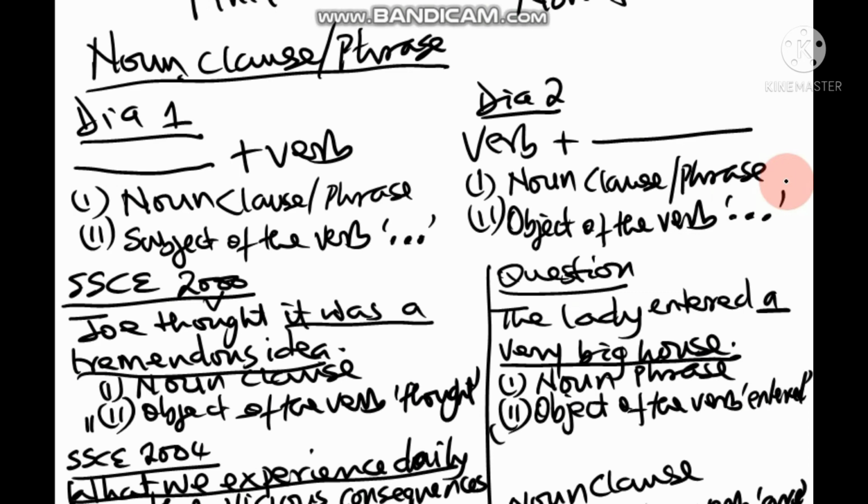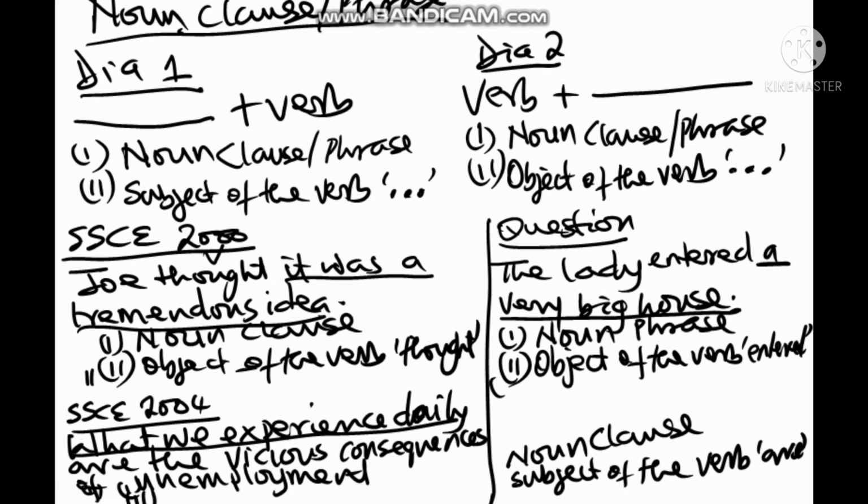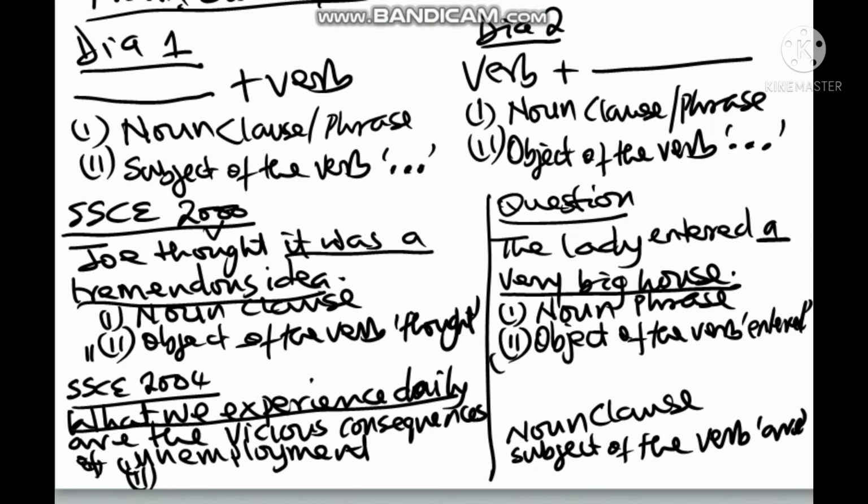Then we also talk about "What we experience daily are the vicious consequences of unemployment." If we look at the underlined words, the underlined part is coming before the verb "are," so it still agrees with your diagram number 1. So this is also what? A noun, subject of the verb "are."